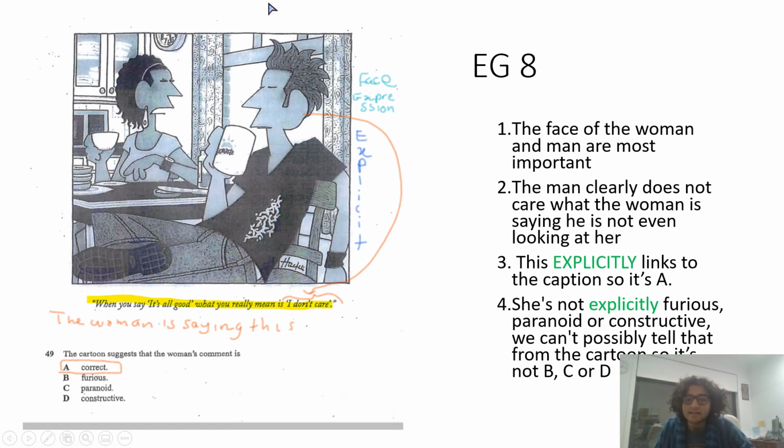let's have a look. Analyze this image. Black and white. Okay, there's a man looking smug, looking at his coffee. There's a lady looking at him. Looks like she's talking about something this guy doesn't care about at all. Okay, let's look at his face expression. Now, what's the caption? When you say it's all good, what you really mean is I don't care. It's a quotation mark. Someone said it. Oh, who's talking? It's this lady. She's talking to this guy.